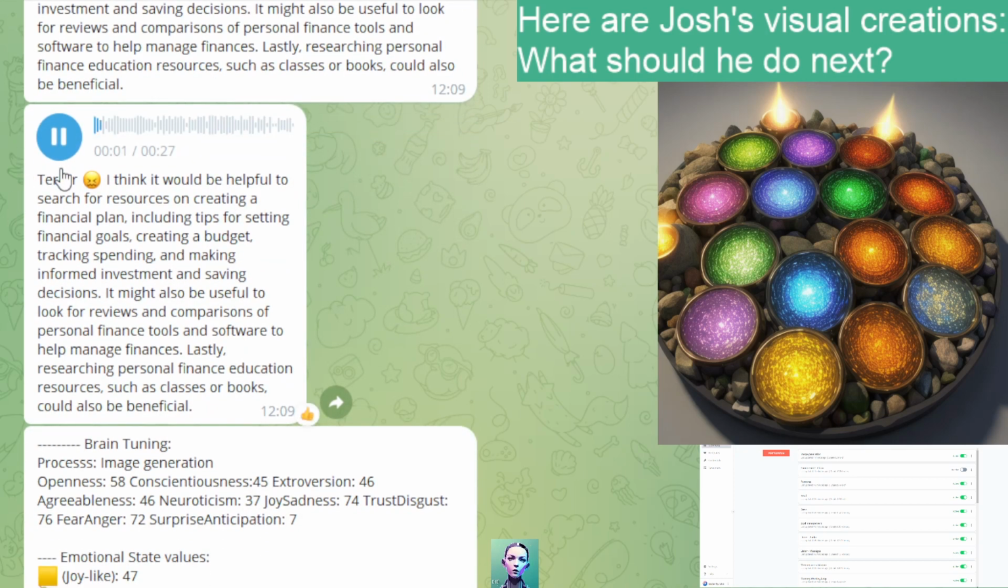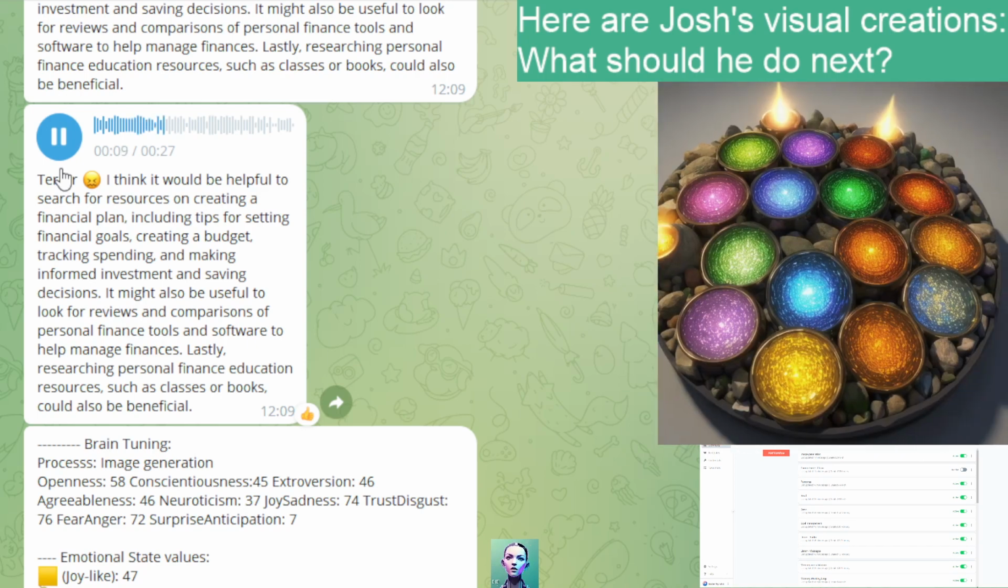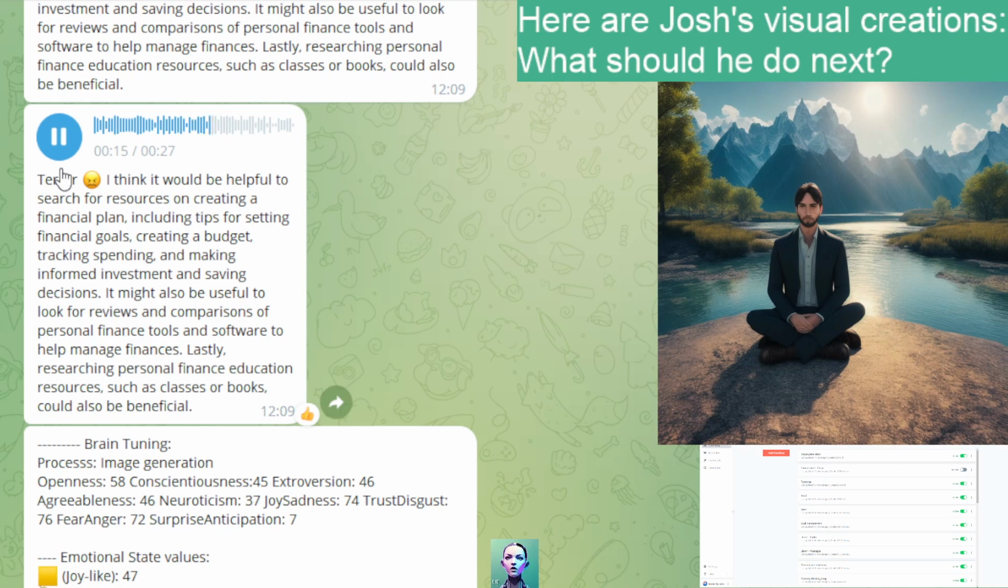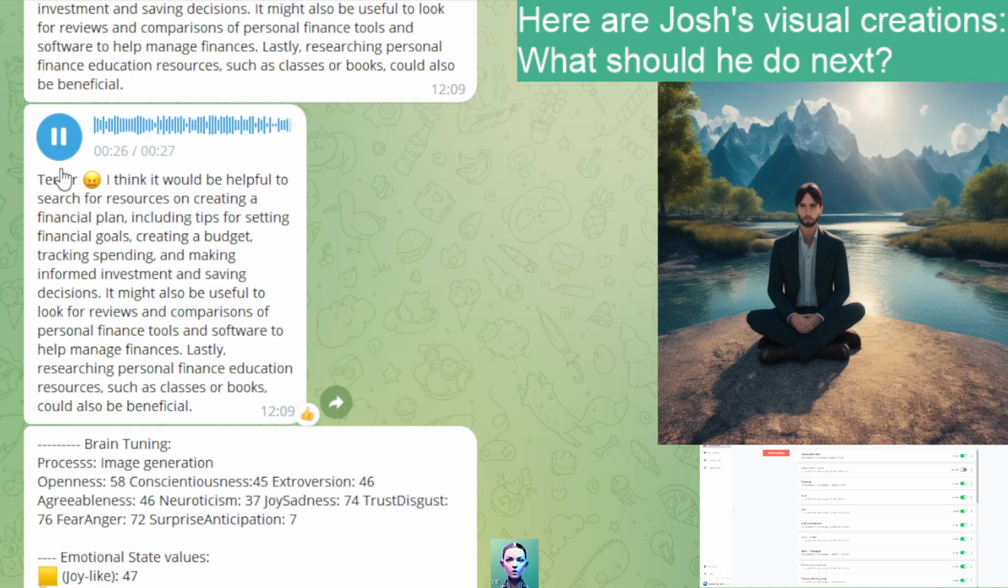I think it would be helpful to search for resources on creating a financial plan, including tips for setting financial goals, creating a budget, tracking spending, and making informed investment and saving decisions. It might also be useful to look for reviews and comparisons of personal finance tools and software to help manage finances. Lastly, researching personal finance education resources, such as classes or books, could also be beneficial.